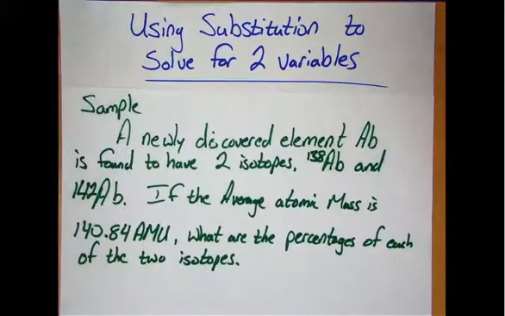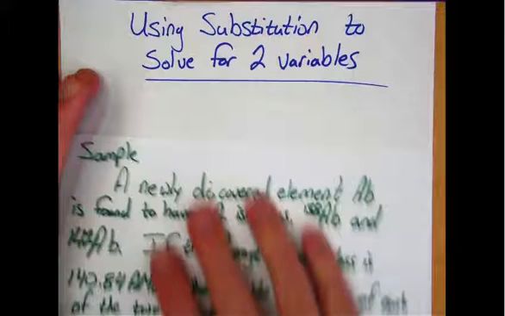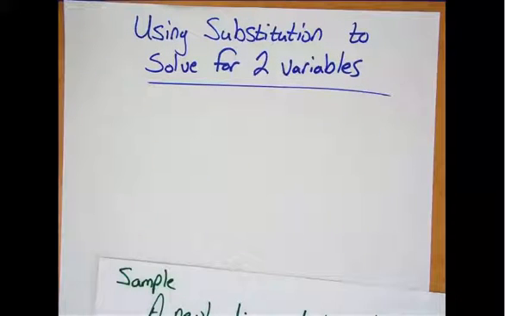We're going to write down everything that we are given, looking for any relationships that exist that can get us from what we're given to what we're looking for. So our sample problem is: a newly discovered element, AB, is found to have two isotopes, AB-138 and AB-142. If the average atomic mass is 140.84 AMUs, what is the percentage of each of the two isotopes? Alright, so as with any good problem-solving technique, the first thing we're going to write out is what we're given.